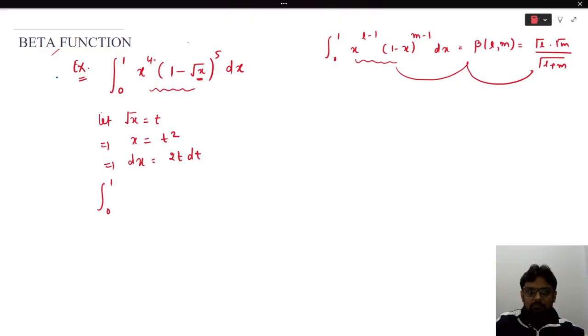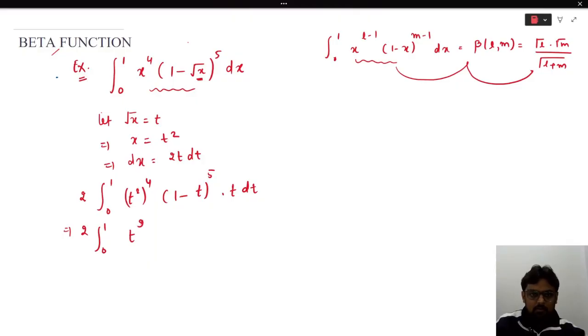x to the power 4, and the value of x is t square, so this becomes t square to the power 4, and 1 minus root x, where the value of root x is t, so this becomes 1 minus t to the power 5, and dx is 2 times t dt, which we write outside the integration. Now this will become 2 times the integral from 0 to 1 of t to the power 8, and this t to the power 1, t to the power 9, times 1 minus t to the power 5.